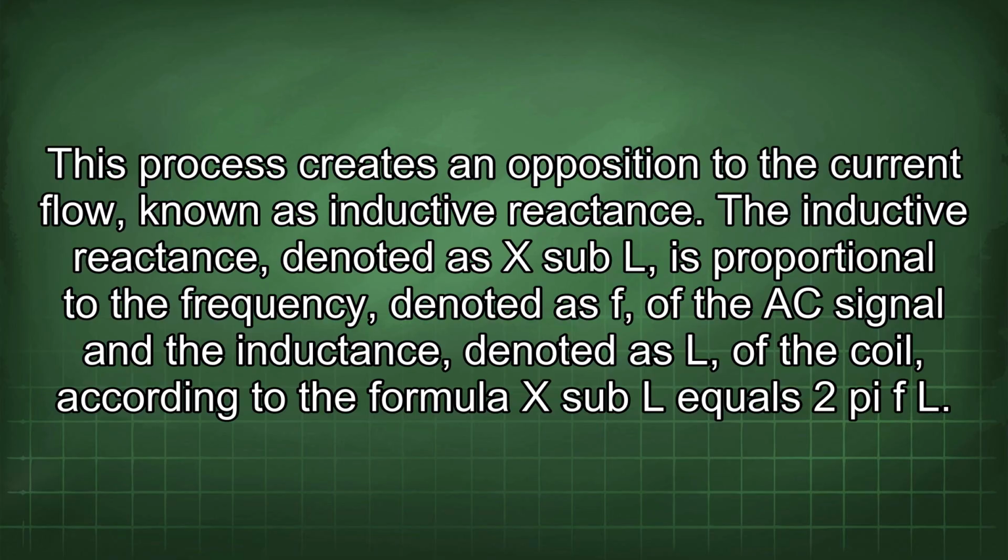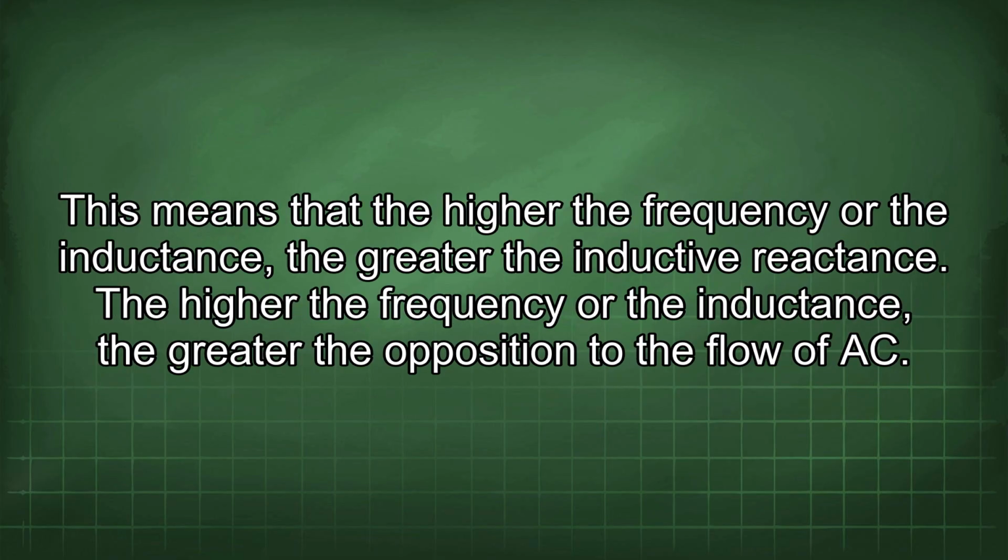The inductive reactance, denoted as X sub L, is proportional to the frequency, denoted as F, of the AC signal, and the inductance, denoted as L, of the coil, according to the formula X sub L equals 2 pi F L. This means that the higher the frequency or the inductance, the greater the inductive reactance. The higher the frequency or the inductance, the greater the opposition to the flow of AC.